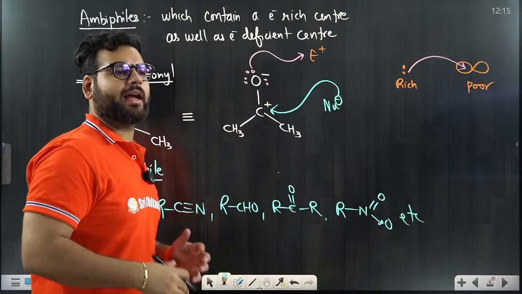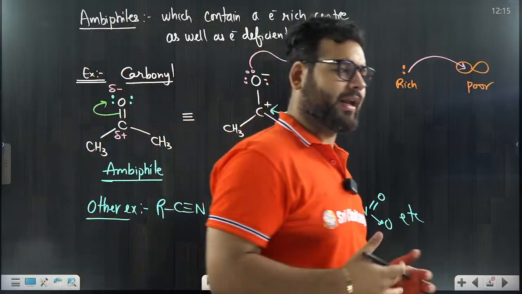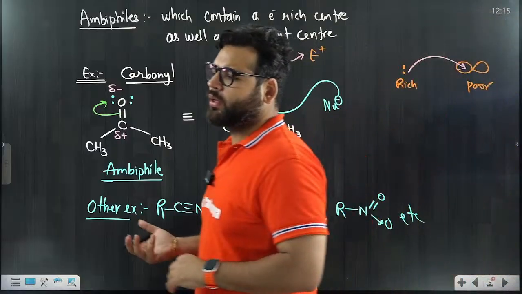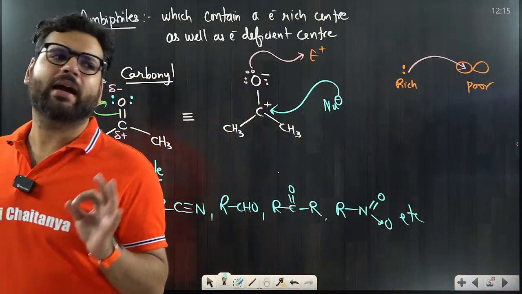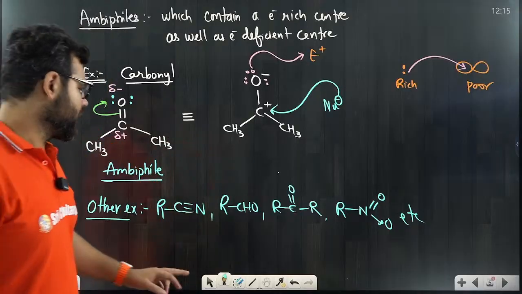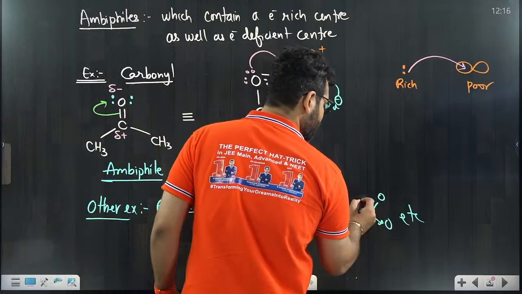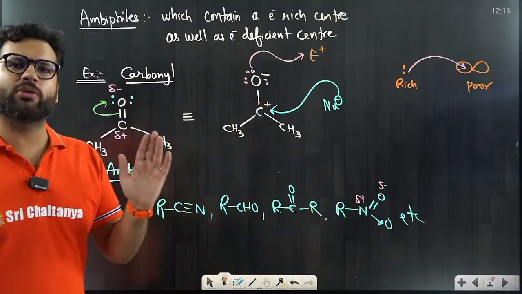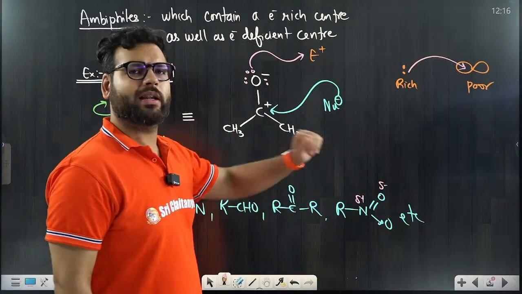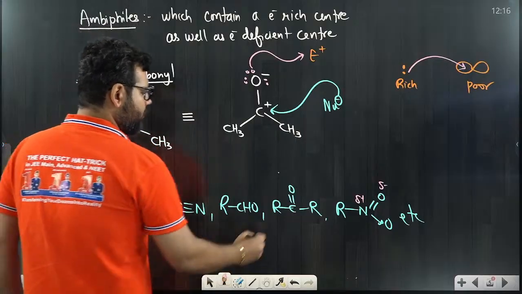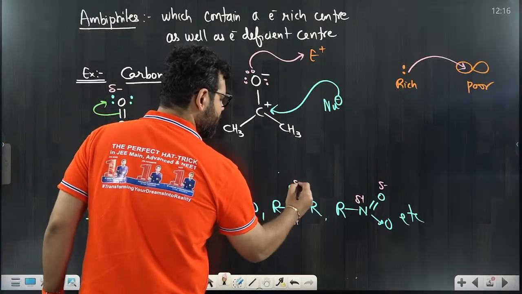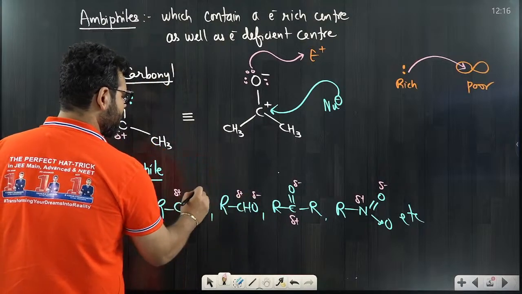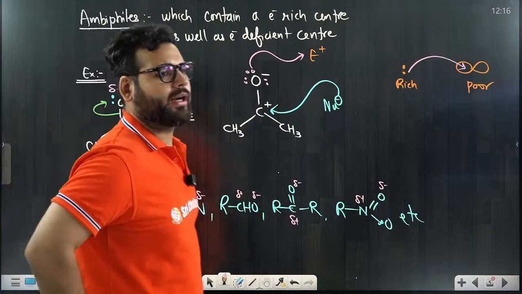So whenever you see an A double bond B kind of molecule, N double bond O, C double bond O, S double bond O, they are actually MB files. Here nitrogen is partial positive, oxygen is partial negative. So on nitrogen a nucleophile can attack, on oxygen an electrophile can attack. Partial positive carbon, partial negative nitrogen.